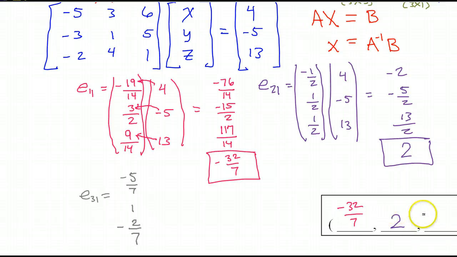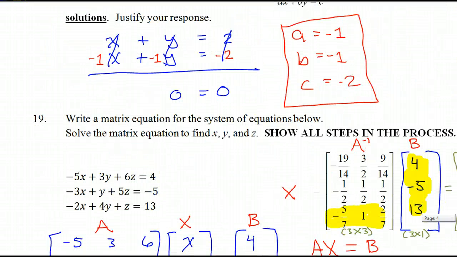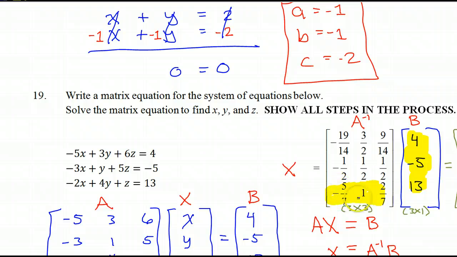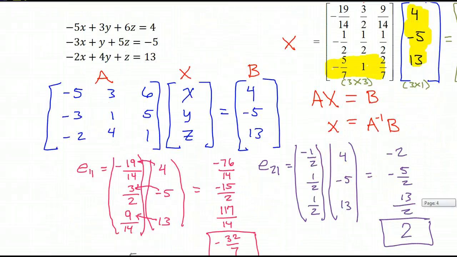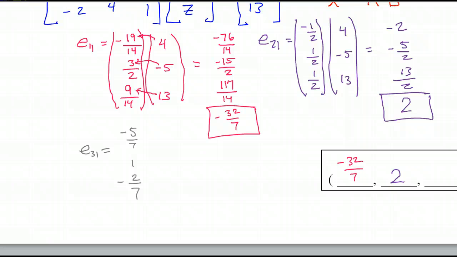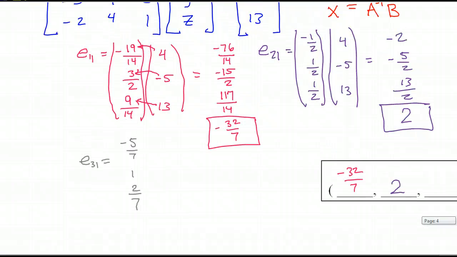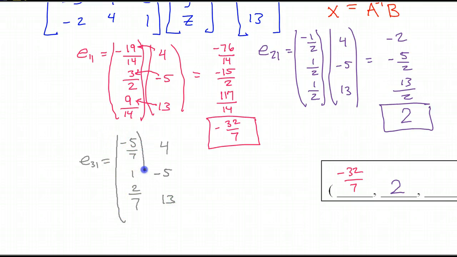Let me just double check that. Oh, it's not negative. It's negative 5 over 7, 1, and positive 2 over 7. My memory is weak, my friends. And as you can see, the column is the same for all of these, so I'm just going to copy it off of here. That's 4, negative 5, and 13. And we are going to multiply these together like we do.